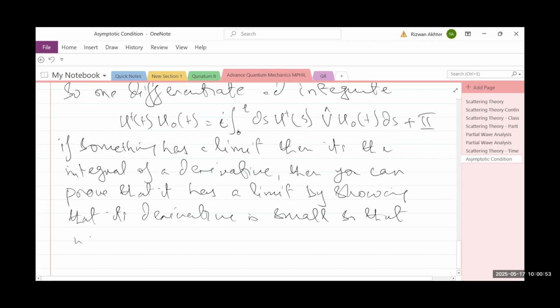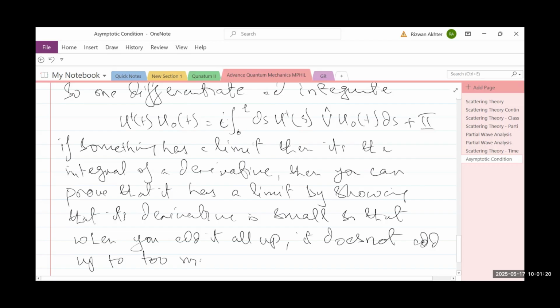so that when you add it all up, it does not diverge. When an integral is basically adding, when you add it up, it does not add up to too much. What does this mean, add up to too much? That is, it does not diverge.